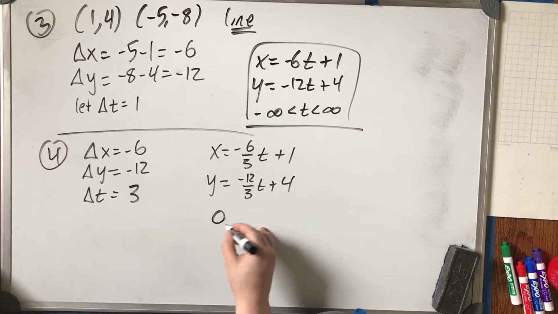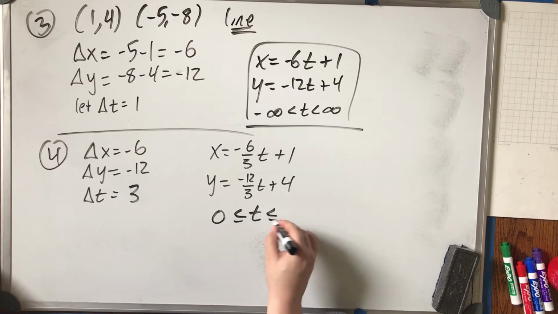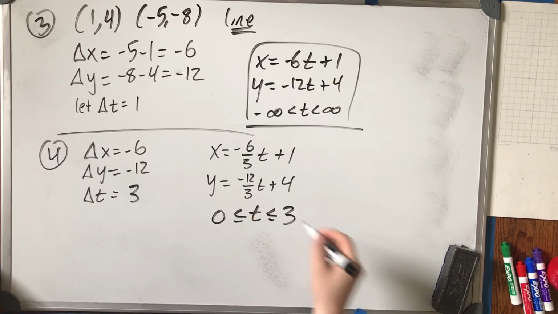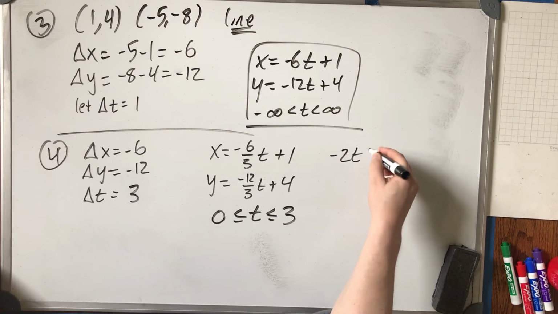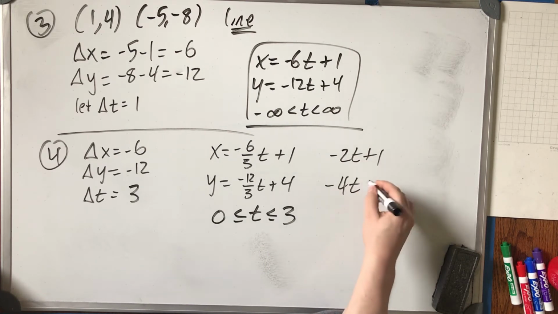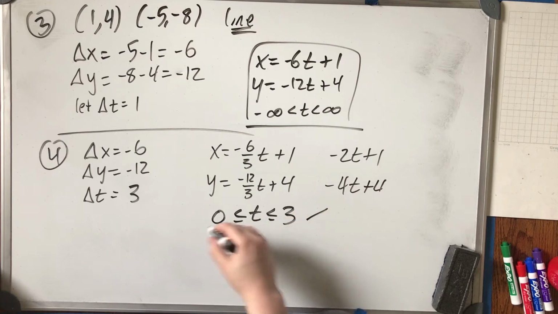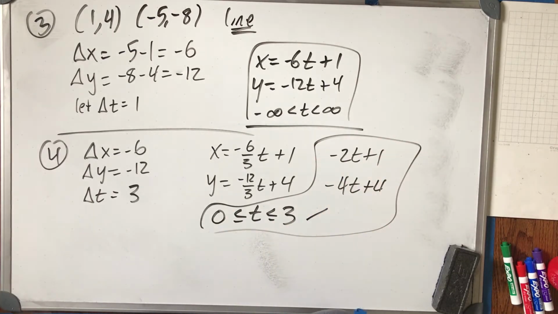And this is going to go from 0 less than or equal to t, so we have endpoints on our line, up to 3. Then you could simplify this if you really wanted to, writing it as negative 2t plus 1, and then negative 4t plus 4 with that same interval. That would probably be my final answer. Ta-da! Using the black marker too much.